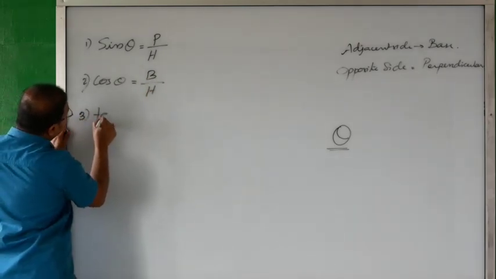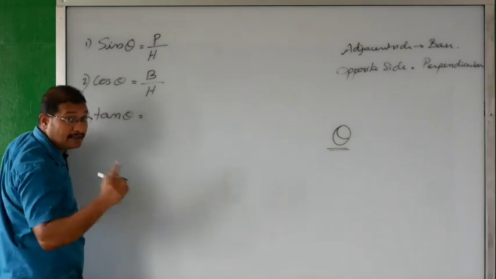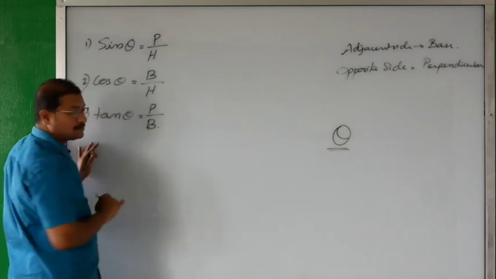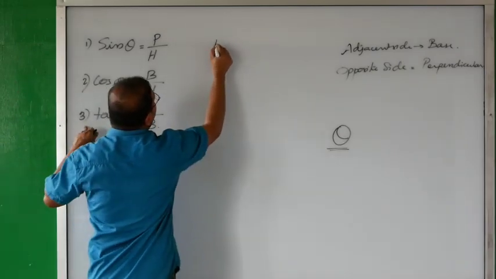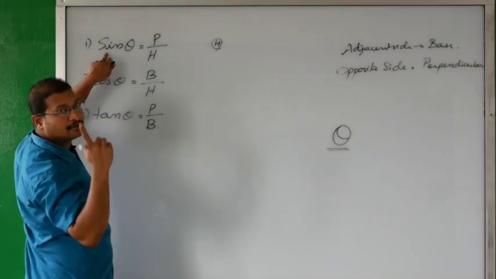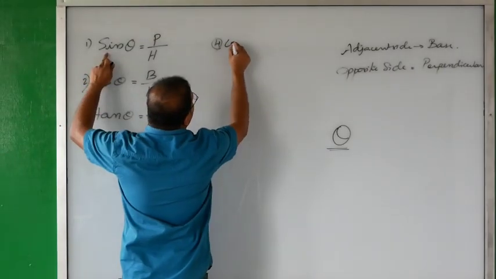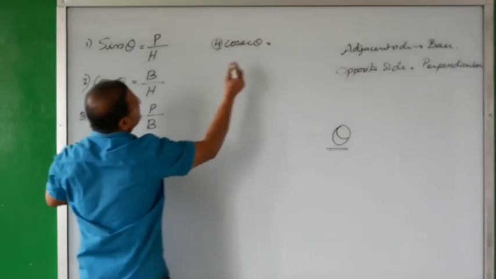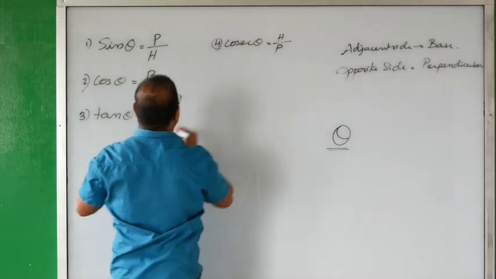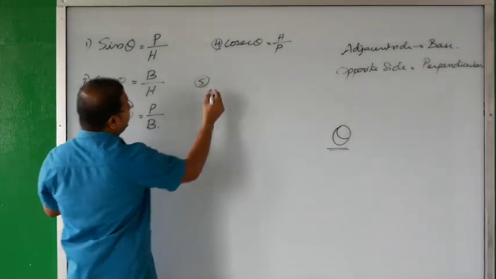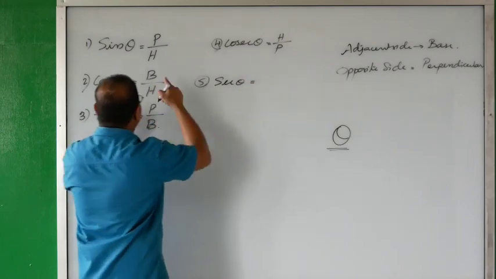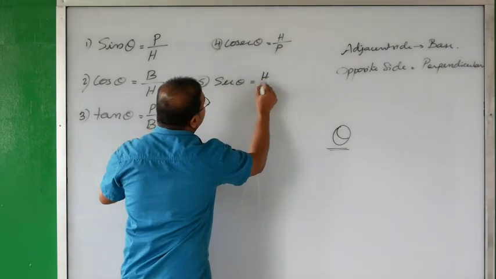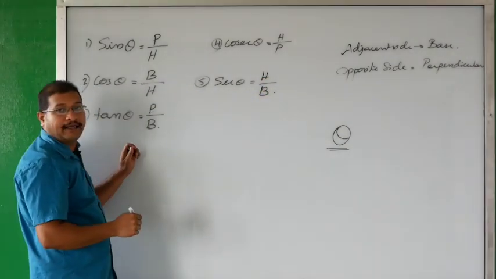Third one, tan theta. See how I'm reading? Tan theta equals perpendicular by base. Ready? I'm keeping the fourth one here because sine inverse is cosec. So cosec theta equals, what will you write? Yes, hypotenuse by perpendicular. Five: sec theta is the inverse of cos. That means base by hypotenuse, what will you write? Hypotenuse by base.